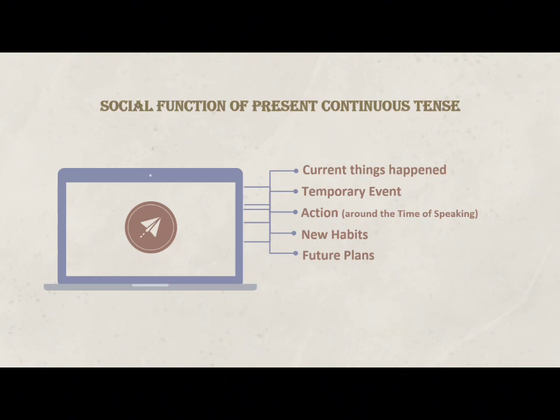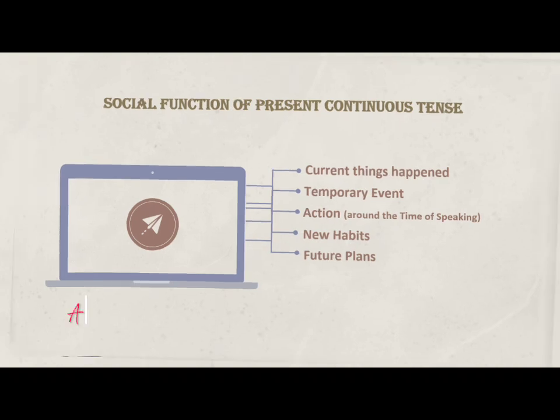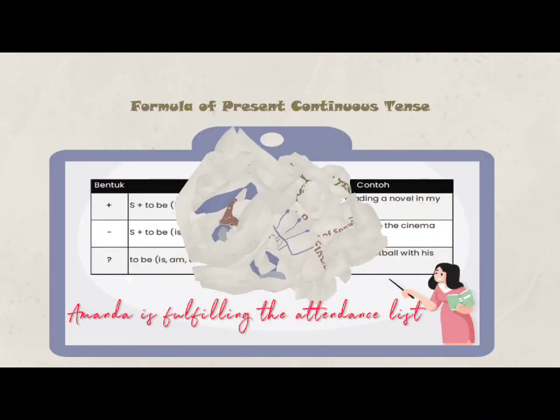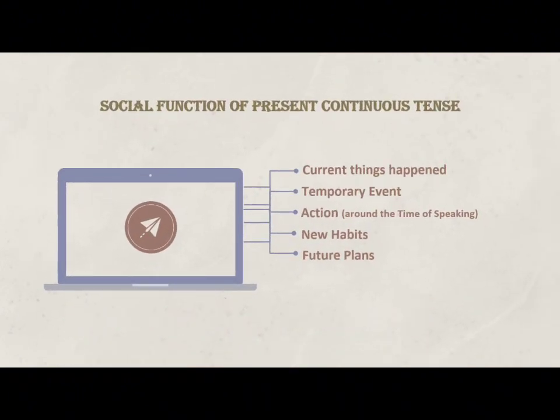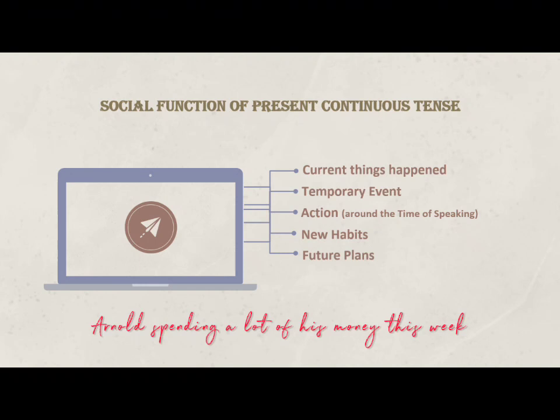Number 2, the difference with the first point is that usually the first function shows the activity for a short time, while the second point can tell an event that takes place for a long time but only happens temporarily. Okay, example, Amanda is fulfilling the attendance list. Number 3, these tenses can also be used to tell an activity which occurs around the time of conversation. Example, Arnold is spending a lot of his money this week.